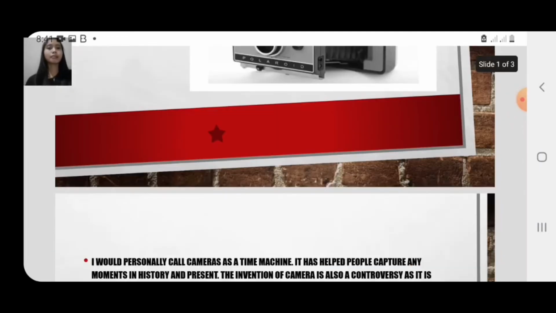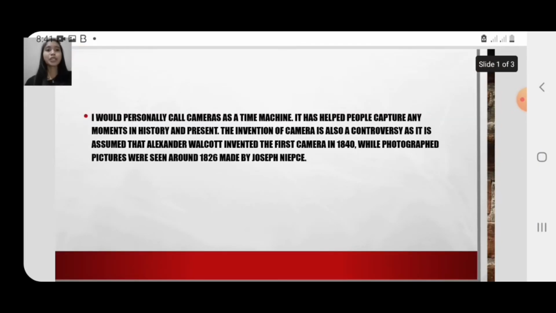My topic is all about the camera. I will personally call cameras a time machine. It has helped people capture any moments in history and the present. The invention of the camera is also controversial, as it is assumed that Alexander Wolcott invented the first camera in 1840, while photographic pictures were seen around 1826, made by Joseph Niepce.